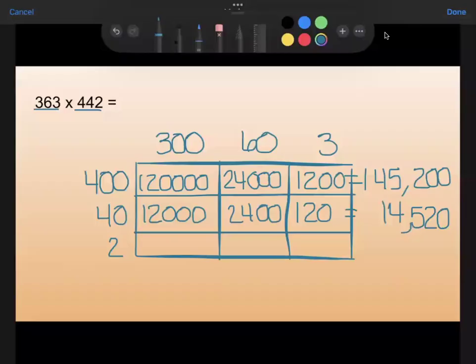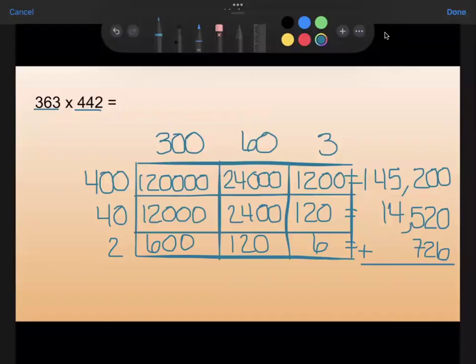Okay, bottom row, 300 times 2 would be 600. 60 times 2 would be 12 plus a 0, so 120. And 3 times 2 is 6. Okay, you want to add these up. That should give you 726. So 2. There we go. Okay, last step is to add these all up.